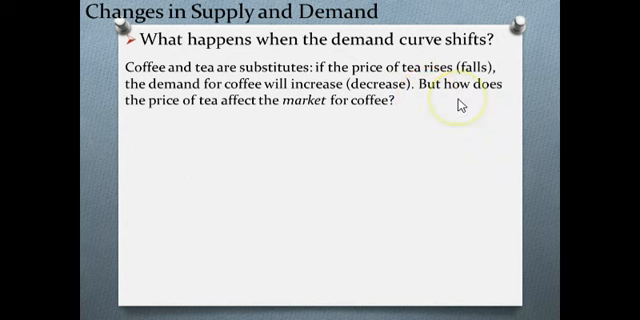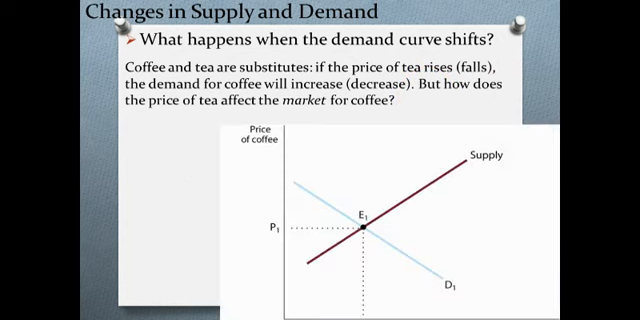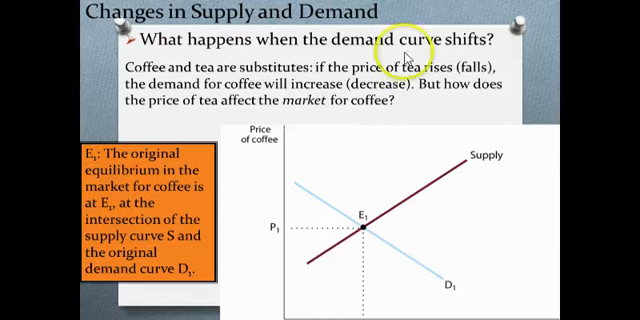But then it brings us to our next question. How does the price of tea actually affect the market for coffee? What does that look like? Okay, well, let's take a look at this. We're looking at E1, that's the original equilibrium in the market for coffee, okay? It's at the intersection of the original supply and the original demand curves, okay?